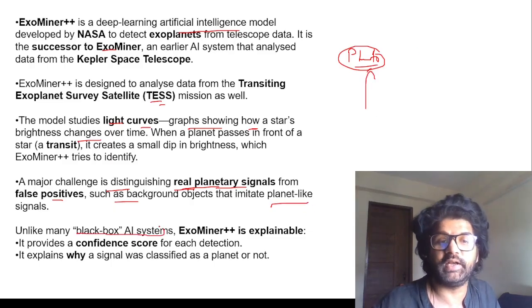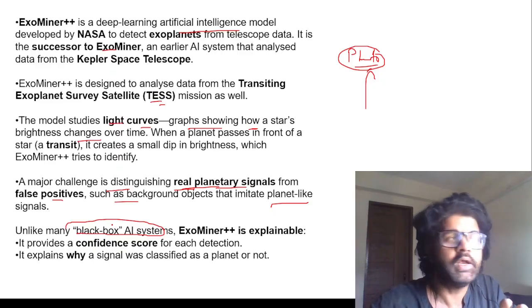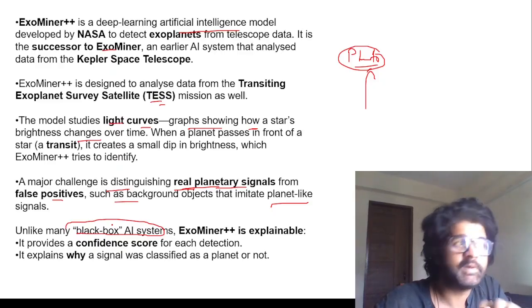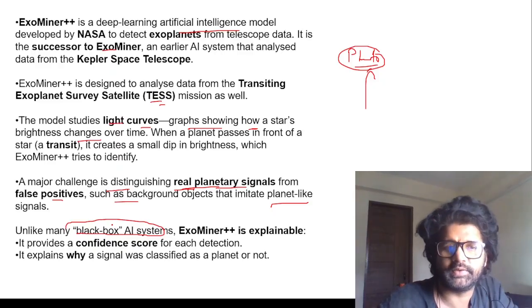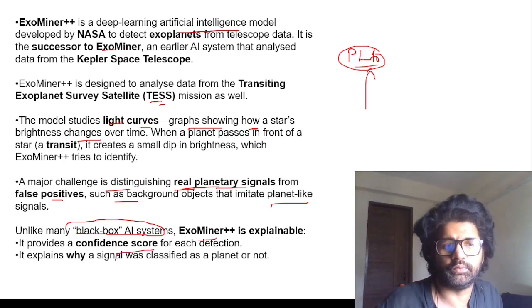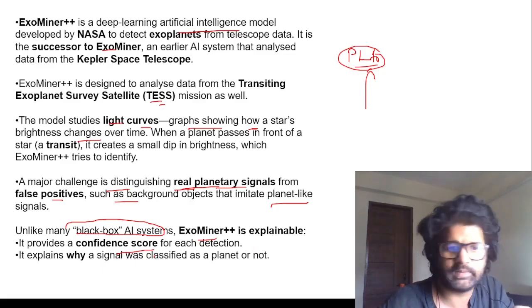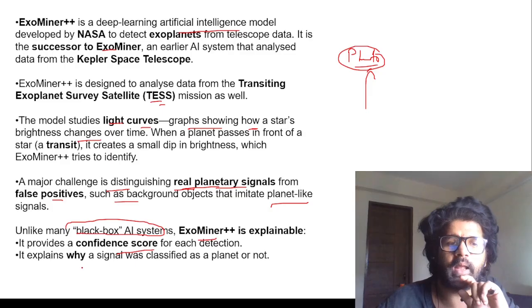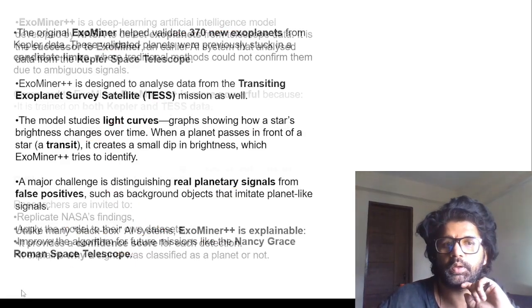Unlike many black box AI systems, where they will give you some data result but will not tell you the process of how they got that result, ExoMiner++ is not a black box. It will tell you why a signal is classified as a planet. It will tell you the whole process. So it's much more transparent than a black box AI system.